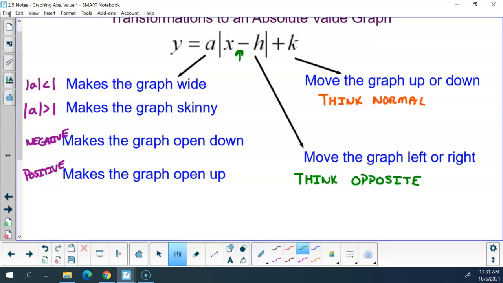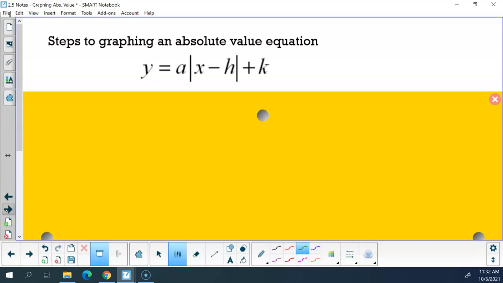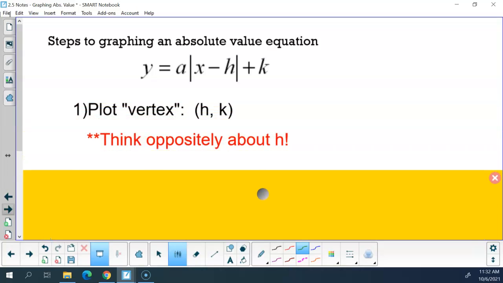In higher level math, whenever there's something inside of a set of parentheses, or in this case, an absolute value, we always think opposite. Okay? So the steps for graphing with this parent function are relatively easy. The first step is to graph the vertex. The vertex is going to be given to you in the equation. It's h comma k. So we take h, and again, we think oppositely about h, and that's going to be the x part of the vertex. k is going to be the y part of the vertex. So we graph that one single solitary point.